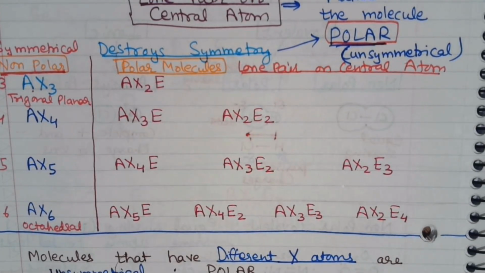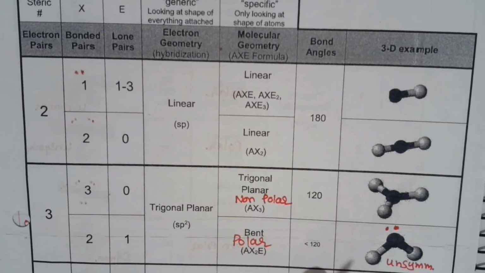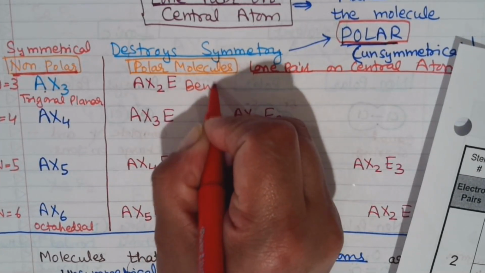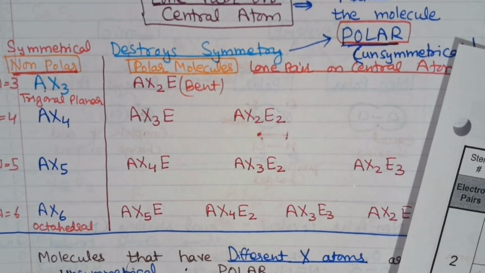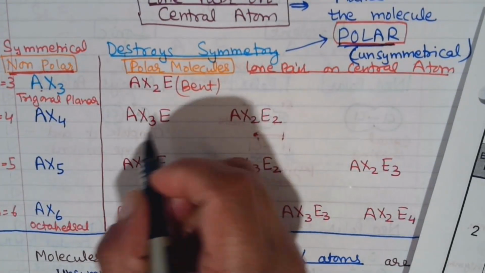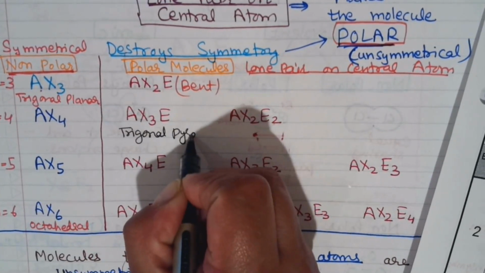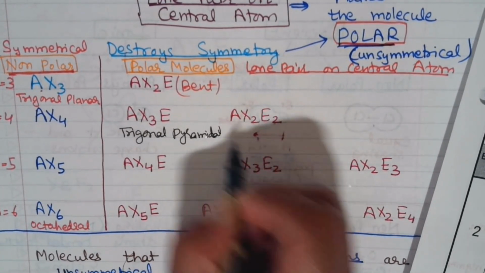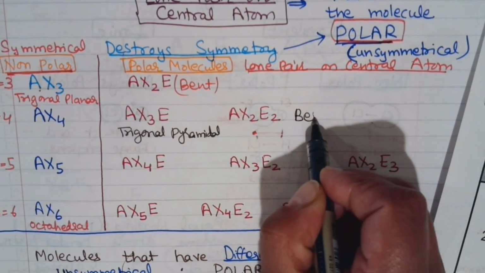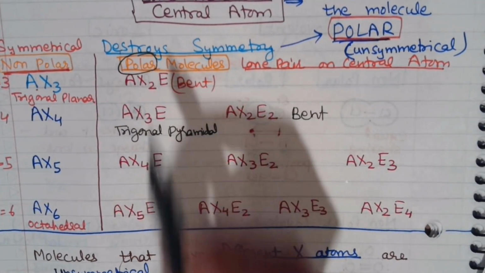So AX2E is steric number 3. AX2E is bent, right? So this is bent. And this one, AX3E, is trigonal pyramidal. AX2E2 is bent, right? So these all are polar shapes. They are all polar, right?